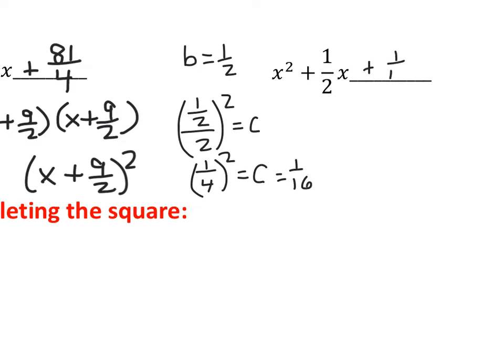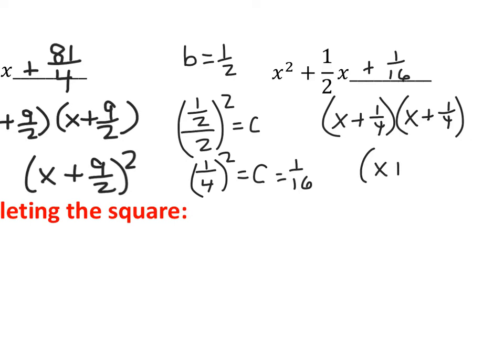So if I add 1/16 here, my perfect square becomes x plus 1/4 times x plus 1/4, which is going to give me this x squared plus 1/2 x plus 1/16. I can rewrite that as a perfect square.